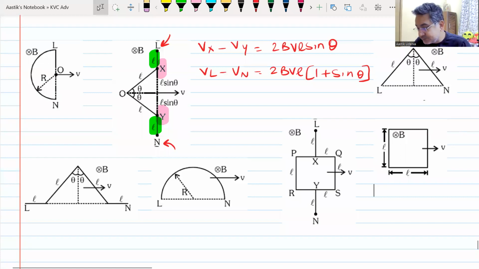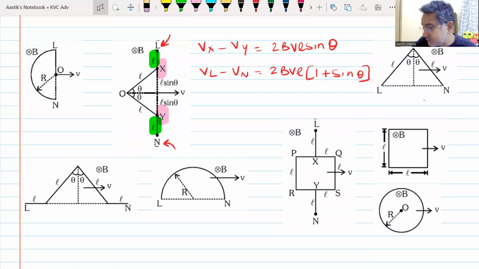This one. What is the potential difference? What is the EMF induced in the loop? 0. Answer is 0. This one. EMF induced in the loop. 0, sir.